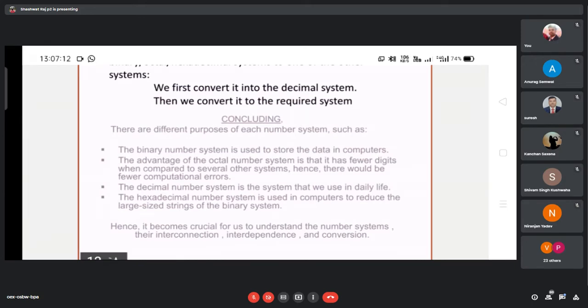The hexadecimal number system is used in computers to reduce the large size strings of the binary system, because it becomes compact by using alphabets also. Hence, it becomes crucial for us to understand the number systems, their interconnection, interdependence, and conversion. Thank you, sir.